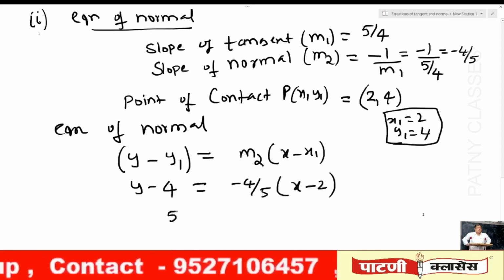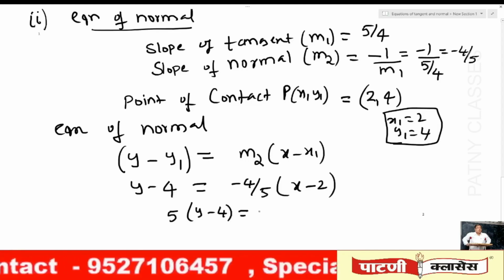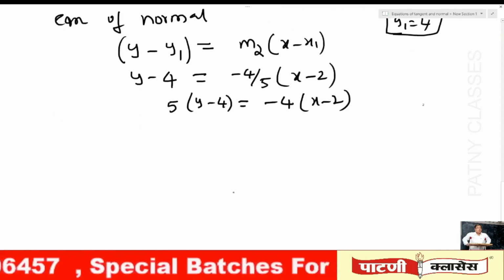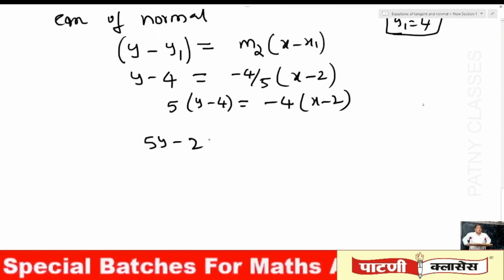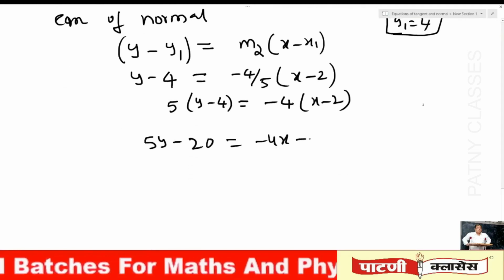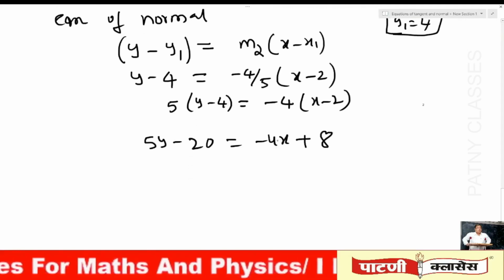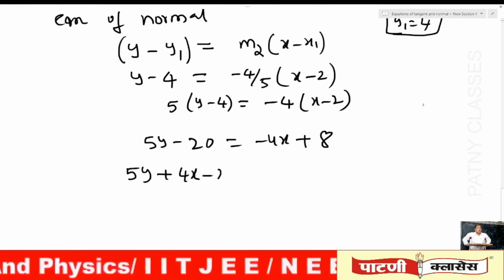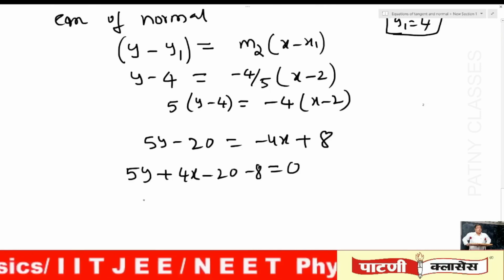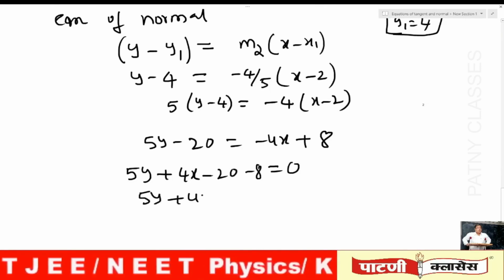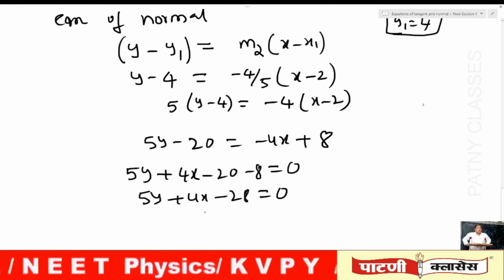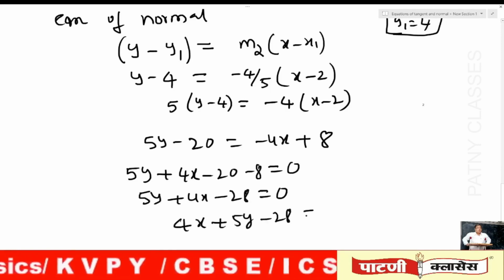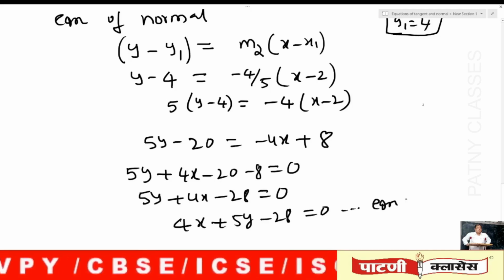Now cross multiplying, 5 into y minus 4 equals minus 4 into x minus 2. Simplifying, I get 5y minus 20 equals minus 4x plus 8. Bringing minus 4x to the left side, 5y plus 4x minus 20 minus 8 equals 0, so 4x plus 5y minus 28 equals 0. This is the required equation of normal.